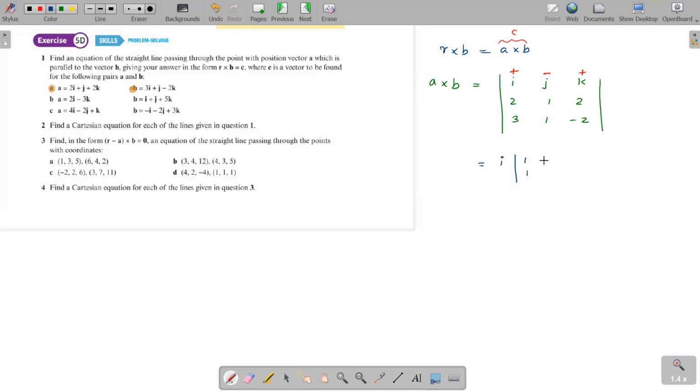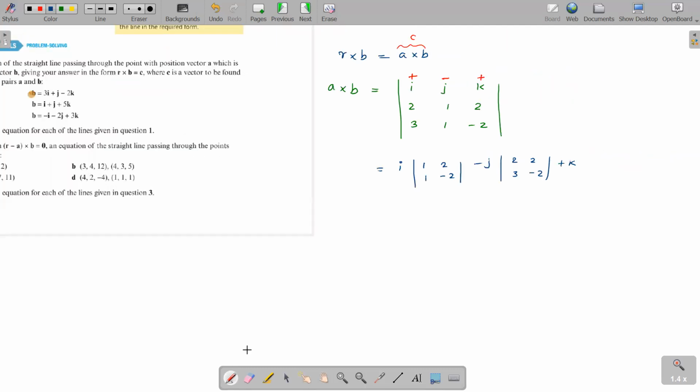I times, I get here 1, 1, 2, minus 2. Minus j times 2, 3, 2, minus 2. Basically, ignore the row and column with the particular vector here, plus k times, ignoring the row and column with k. I get 2, 3, 1, 1. Minus 2, minus 2, minus j times, minus 4, minus 6, plus k times 2, minus 3. So I get here minus 4i plus 10j minus k.